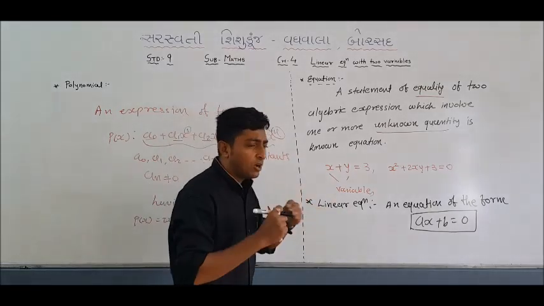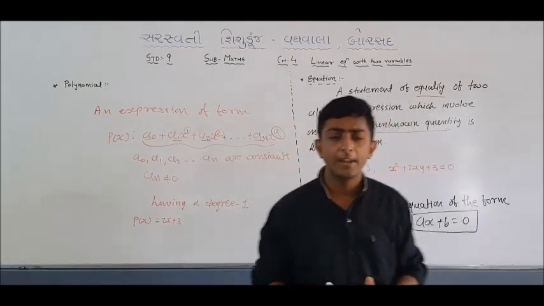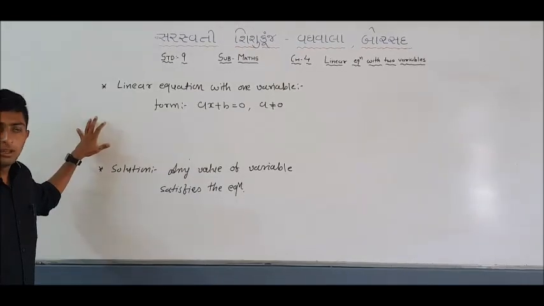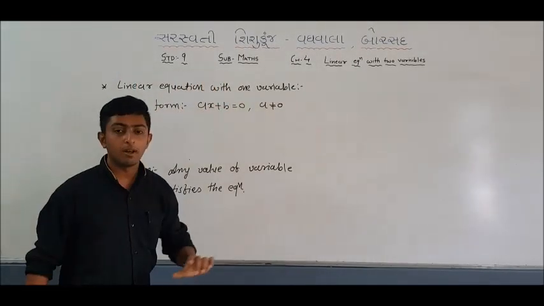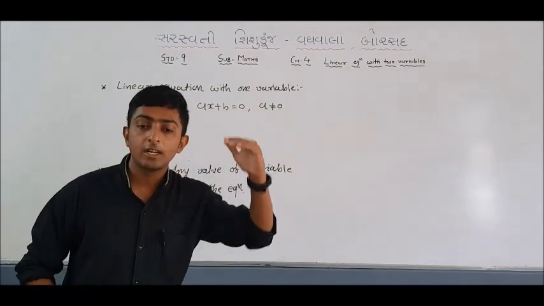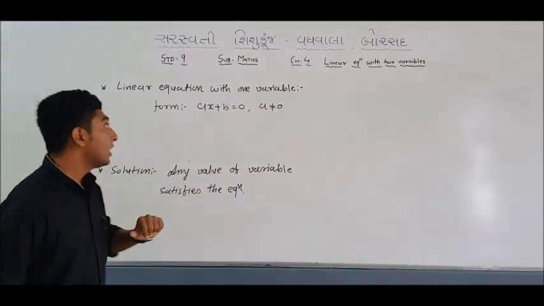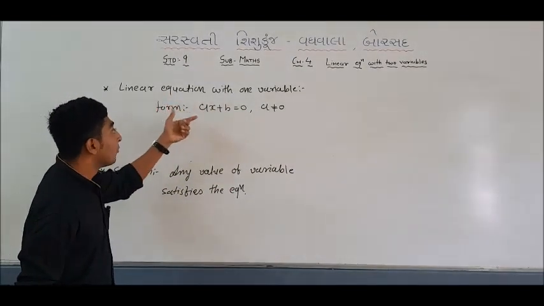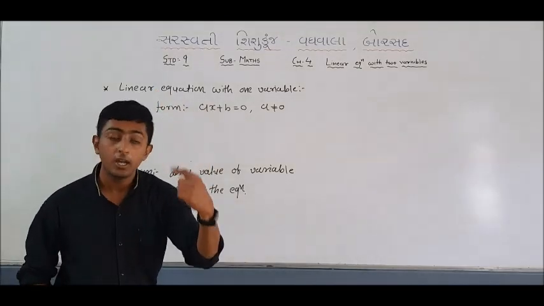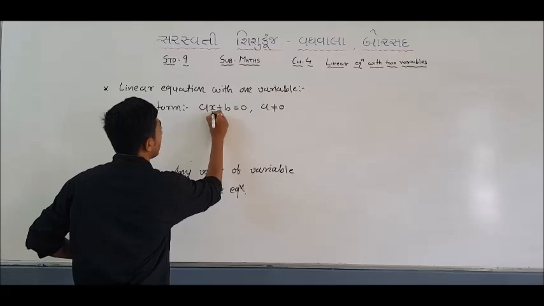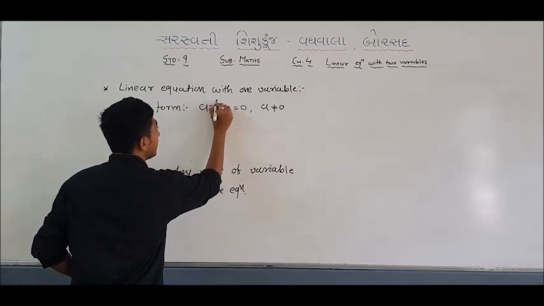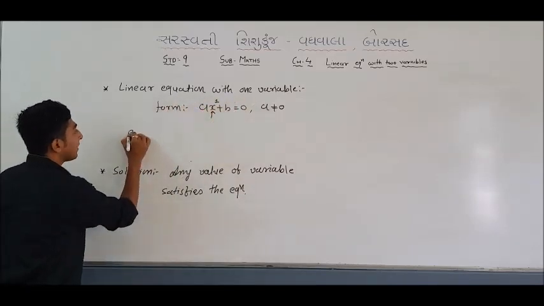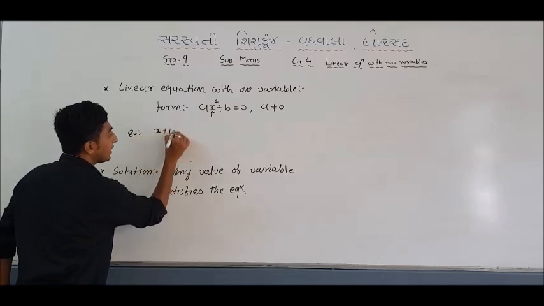Now if I want to solve a linear equation, how do we solve it? Let us see. Linear equation with one variable. We know that an equation with degree 1 is called a linear equation. Now a linear equation with one variable means an equation with degree 1 and only one variable. See, x is the only variable, degree is 1, so it is called a linear equation with one variable. For example, x + 1 = 0.